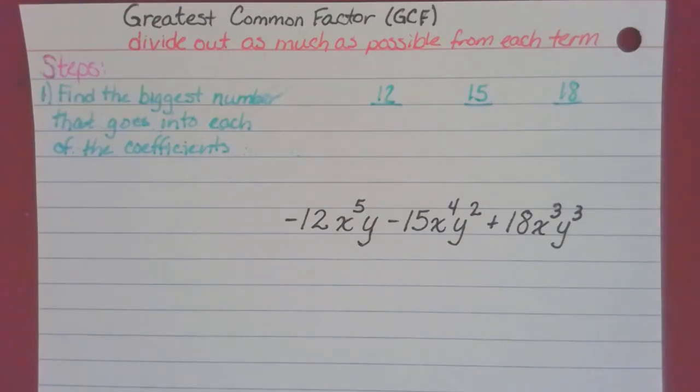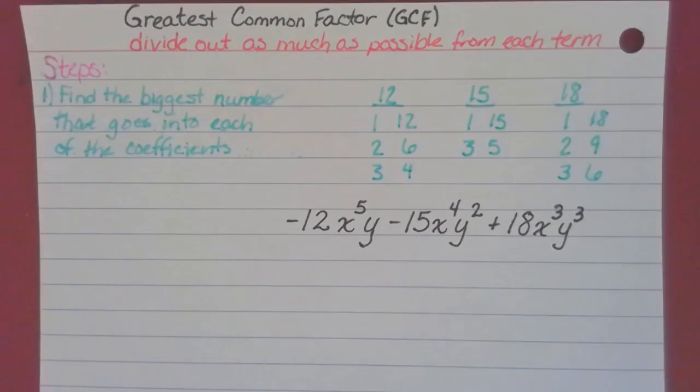So we're going to list each one of their factors in order, starting with 1, and then we're going to look for the biggest number that's in each of those columns. All right, so I have all of my factors, which are 1 and 12, 2 and 6, and 3 and 4. Those are all the numbers that go into 12. 15 is just 1 and 15, or 3 and 5. And then 18 I can get by either 1 times 18, 2 times 9, or 3 times 6.